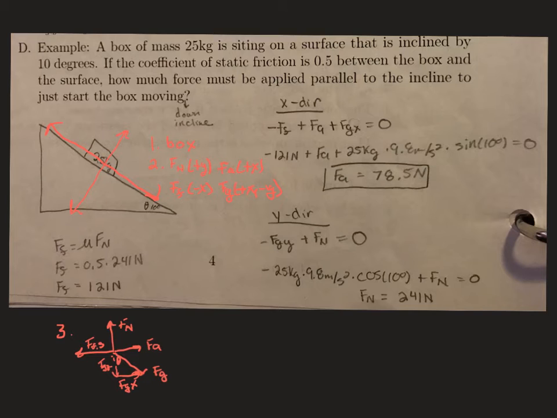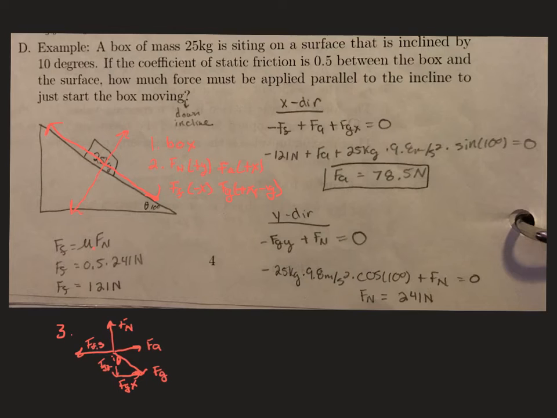Alright, so when we go to our x and y equations, in the x direction we have a negative force of friction, a positive force applied, and a positive x component of our force due to gravity. And then in our y direction, we have a negative force of gravity acting in the y direction, and then the force normal. Our goal here is to find the force applied, which is in our x direction equation. We can find F_gx. Remember, F_gx is equal to mg sine of theta, but we don't know what the force due to friction is.